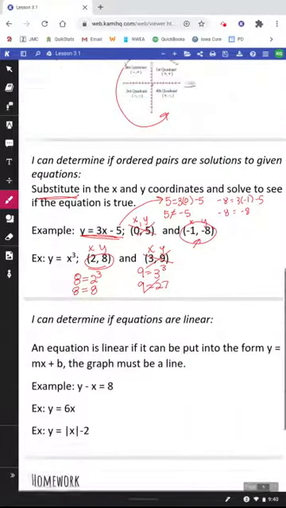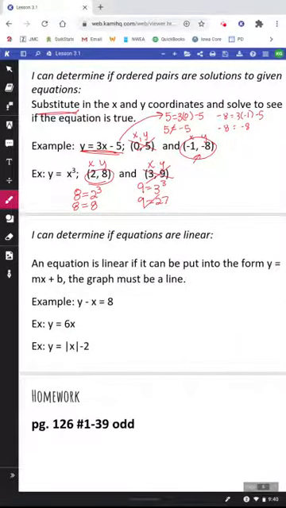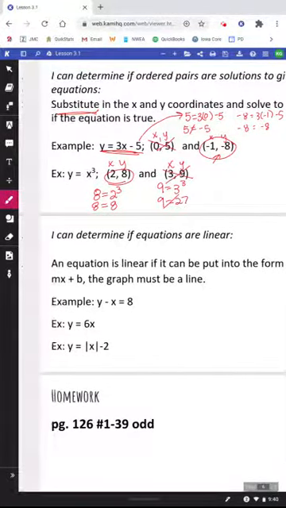The next part of your homework, determine if equations are linear. An equation is linear if it can be put into the form y equals mx plus b. That is our linear form.